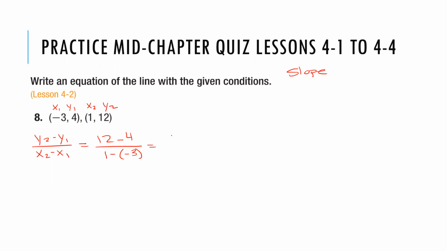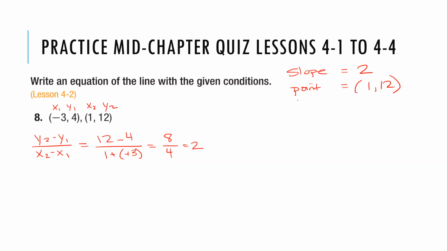So then 12 minus 4 is 8, and then 1 minus negative 3, remember you add the opposite, so 8 divided by 4 is 2. So now we know the slope is 2, and we also have 2 points, so we can just pick one. I'm going to pick the positive one, so I'm going to pick (1, 12).